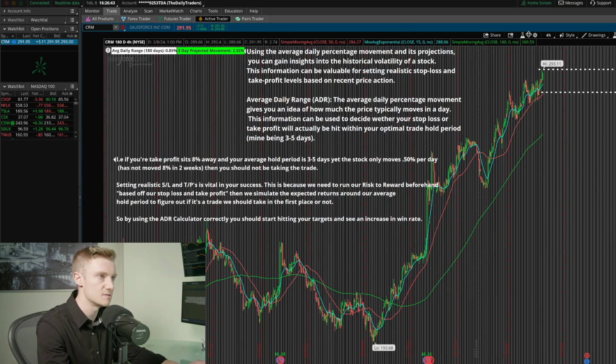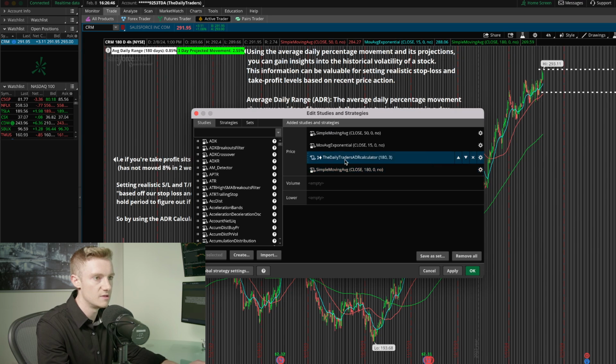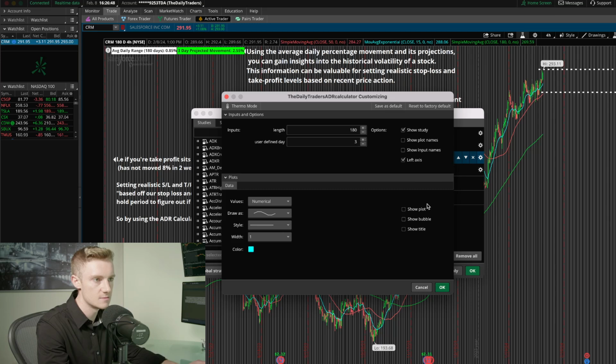Okay, let's change that. So let's go back to here. Let's go to Daily Traders ADR Calc. Let's click on Settings. And then Left Axis, we're going to uncheck. And again, this is the length. I recommend keeping it at 180. Again, this has to be used on the 4-hour time frame. 180 days is going to give you the most accurate representation of that average daily range and the projected move. This is your optimal or average hold period and the longest end of that. Okay, so on average, you're holding a trade 6 days. So 6 days. Okay, apply.